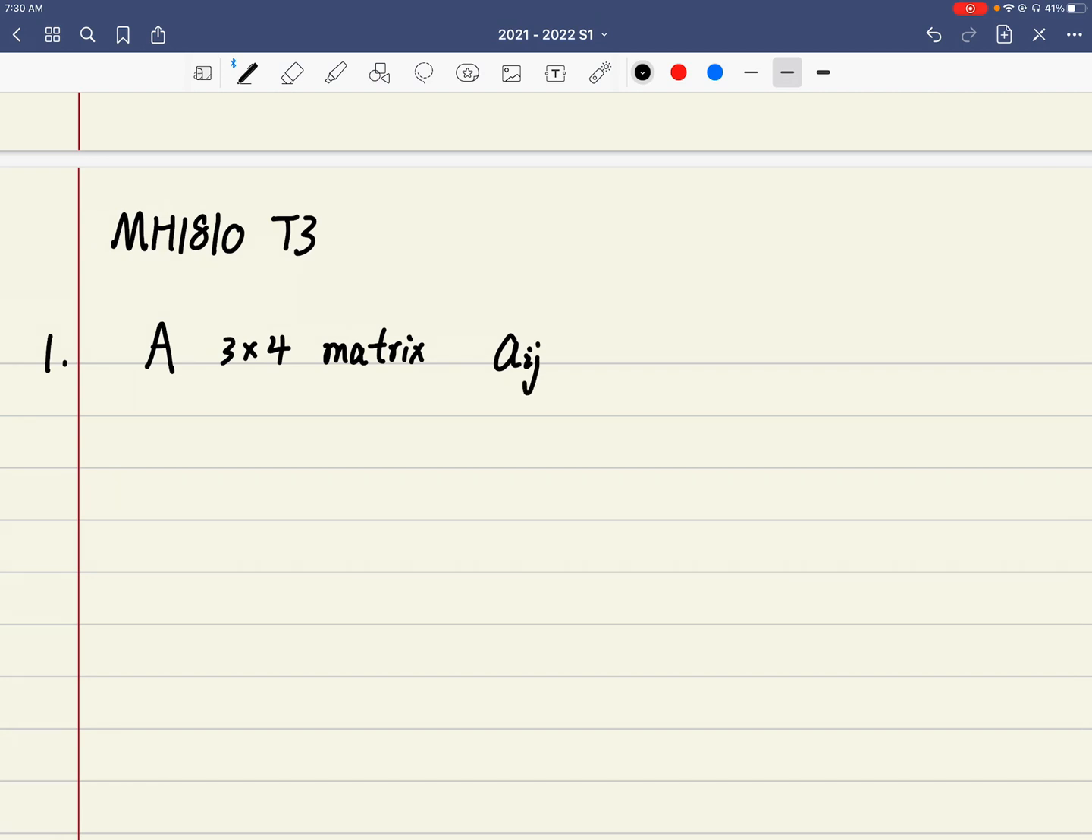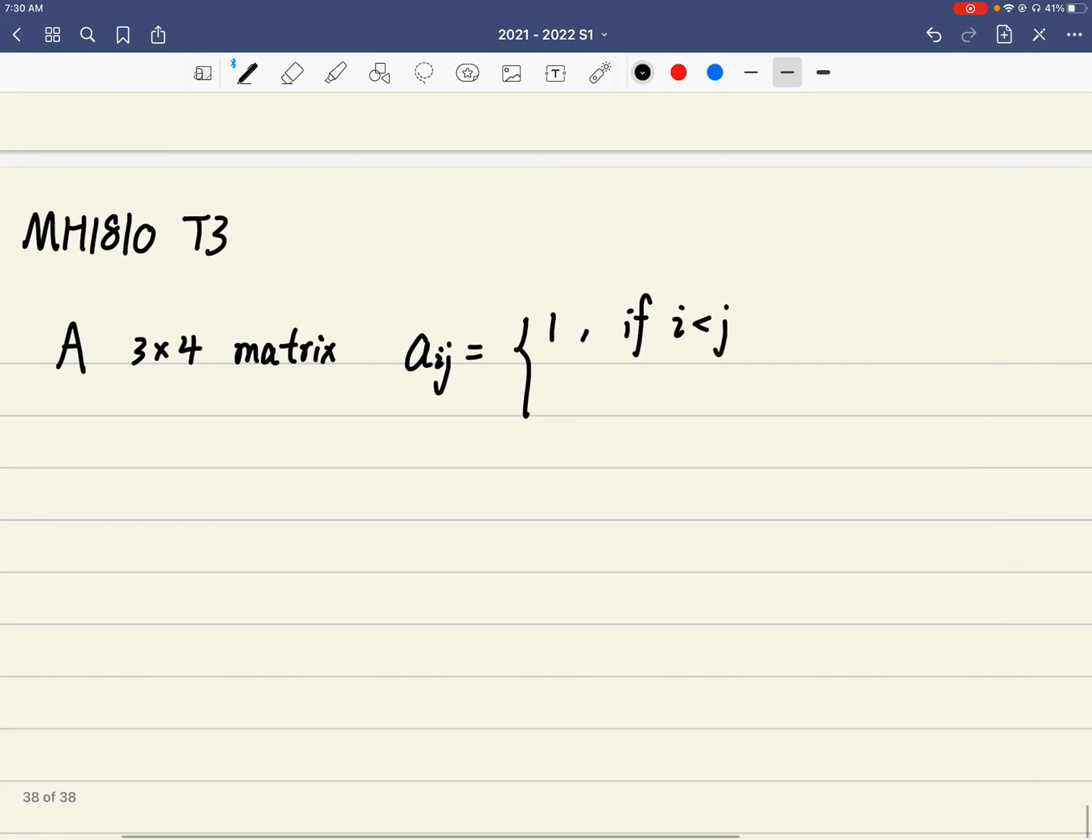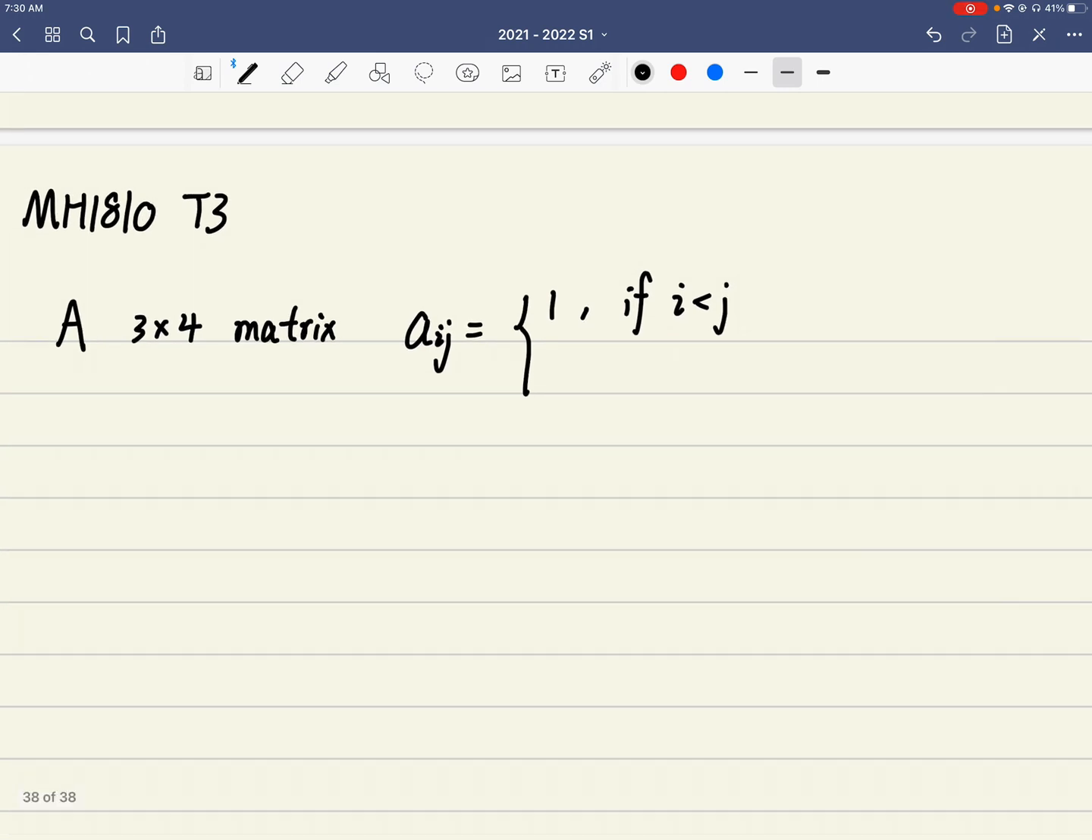Okay, they need to follow this condition. Aij is equal to 1 if i is smaller than j, which means if the row is smaller than the column, then the entry is 1. Okay, if the row is equal to the column, the entry is 7. If the row is greater than the column, the entry is 9.